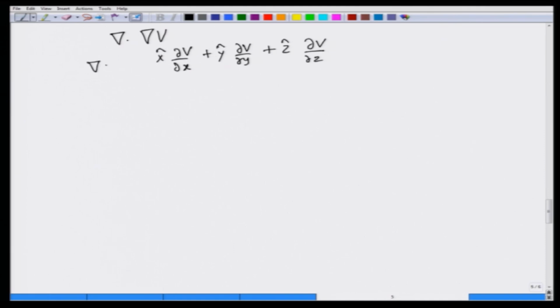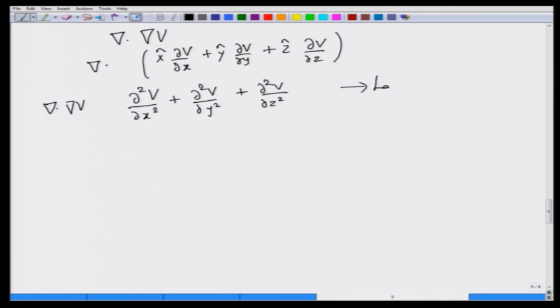If you now operate del dot onto this one, what are you going to get? The del operator is x hat del by del x plus y hat del by del y plus z hat del by del z. So, when you operate this del on the gradient of V, you are going to get a scalar, right, because dot product will give you a scalar. What you are going to get is del square V by del x square plus del square V by del y square plus del square V by del z square. Okay. This is the expression for the Laplacian operator in Cartesian coordinate systems.